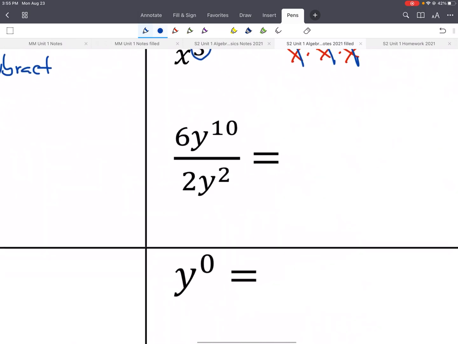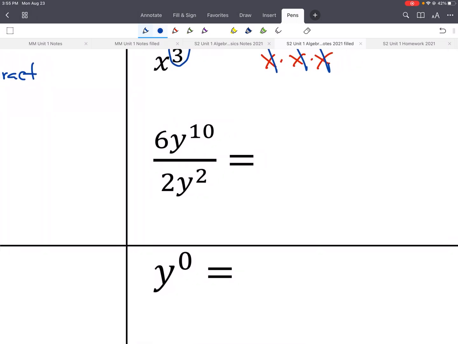All right, so let's do this next one. Maybe you pause and see if you can do this one. So again, coefficients, you do exactly what they normally would do, so that would give us 3. And then we have y to the 10th divided by y squared. So again, we subtract those. We get 10 minus 2, which is 3y to the 8th. Again, thinking about it, we have 2 y's here, and 2 of those are going to cancel with the ones up here, and that would give us 8.